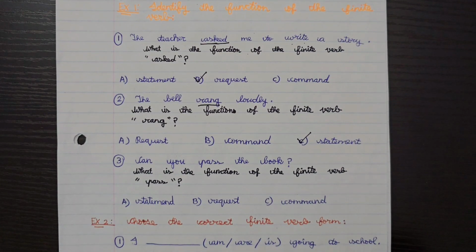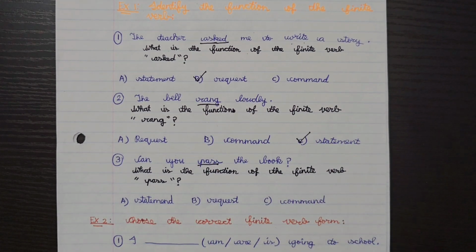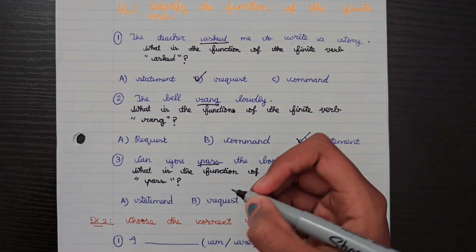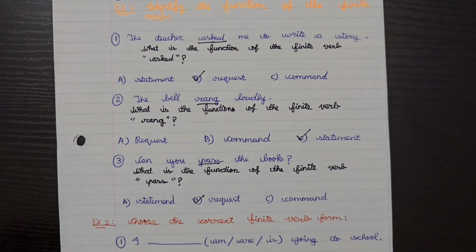Third question. Can you pass the book? So in this sentence, what is the function of the finite verb pass? Can you pass the book? In this sentence, the answer is request. So let's tick. B option is the correct option, request, because they're requesting to pass the book.